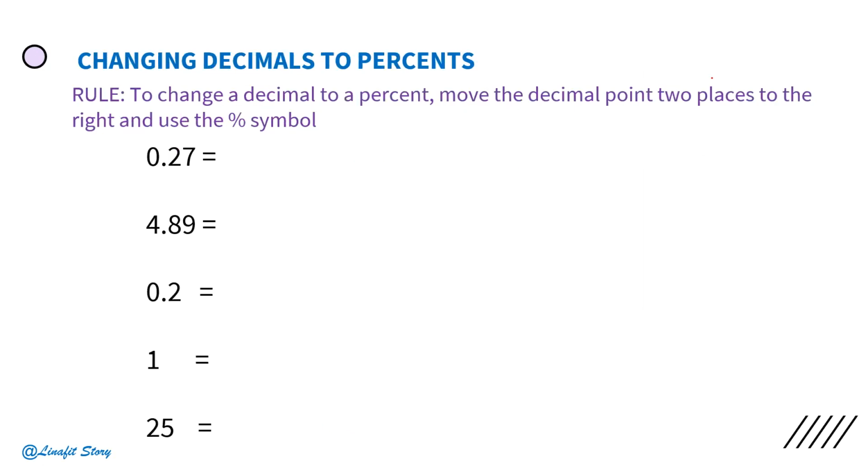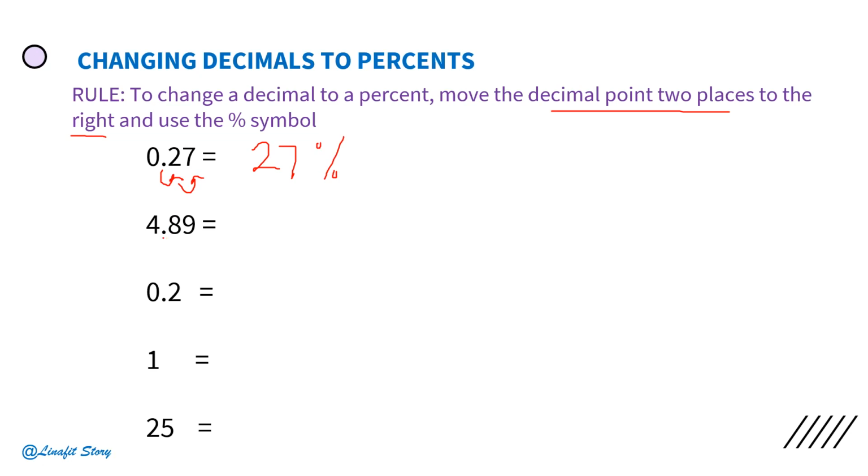How to change decimals to percents? Rule: to change a decimal to a percent, move the decimal point 2 places to the right and use the percent symbol. For example, 0.27. Move the decimal point 2 places to the right: 1, 2. So it equals 27%.